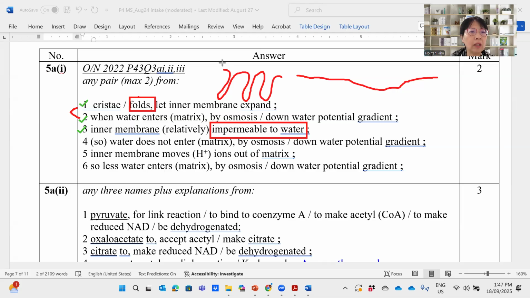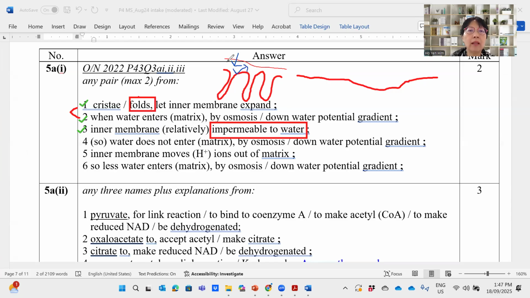So this is the outer membrane, right? So I draw outer membrane here. Suddenly, water can enter here. Water can enter, water enters here. But water cannot enter here. Water cannot enter, so it's impermeable.